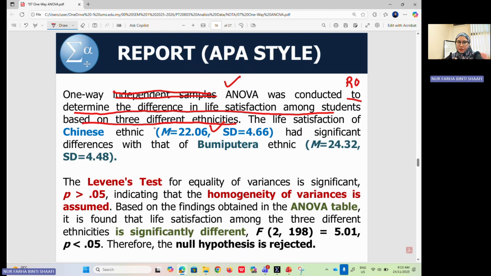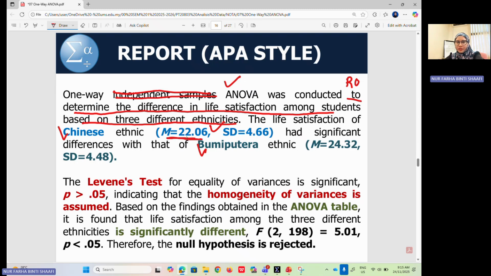If you have for this one, the stated one is just Chinese and Bumiputra. You also have Malay, isn't it? So the one that already has a difference is the difference in life satisfaction between the Chinese and Bumiputra only. Malay doesn't have anything related to the differences. So that's why we just take Chinese and Bumiputra ethnicities. So the Chinese ethnic got a mean of 22.06.